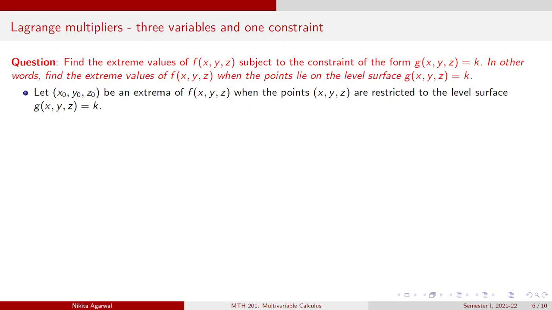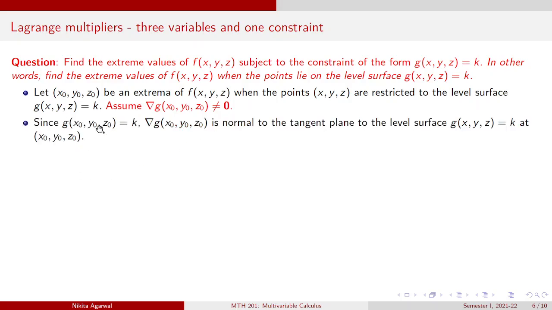So now what do we do? It's a very similar procedure, but now instead of a level curve g(x,y) equal to k, you have a level surface. So you have to do something else, but very similar. Let x naught, y naught, z naught be an extrema of this function when the points are restricted to this level surface. And also we need the assumption that gradient of g at this point is not the zero vector. Now since this point lies on the level surface, what do we know? This gradient vector is normal to the tangent plane to this surface at x naught, y naught, z naught. This is something that we have seen already.